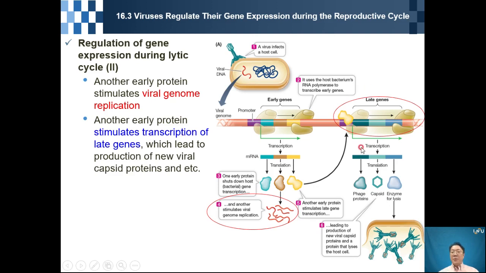For example, the late genes can be translated into the phage protein and also capsid protein, and the viral enzyme, like this. This leads to the production of new viral capsid protein, phage protein, and phage enzyme. The important thing is that another early protein can stimulate the transcription of late genes. After that, the bacterium bursts.